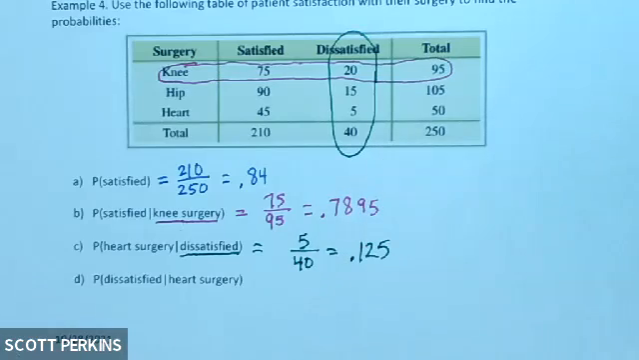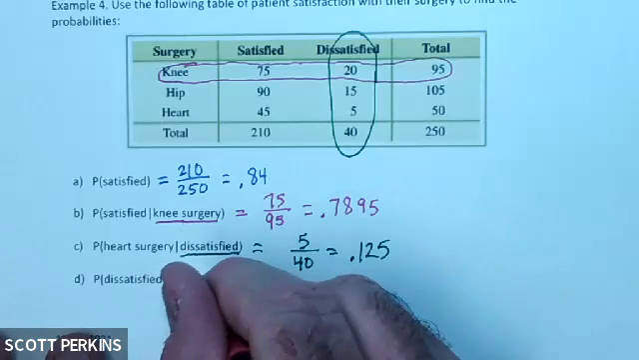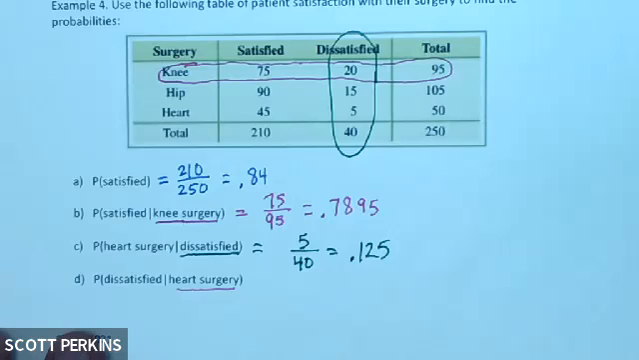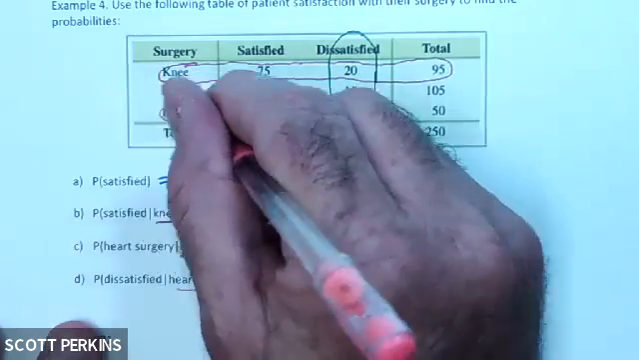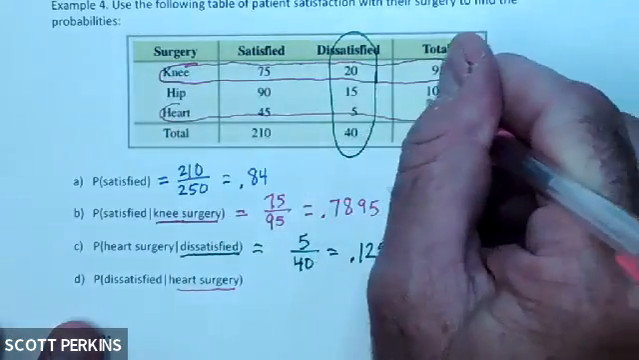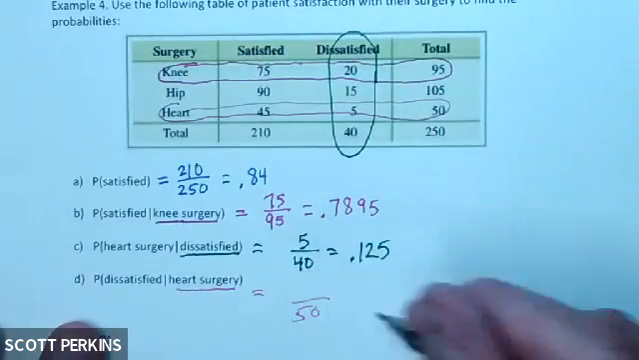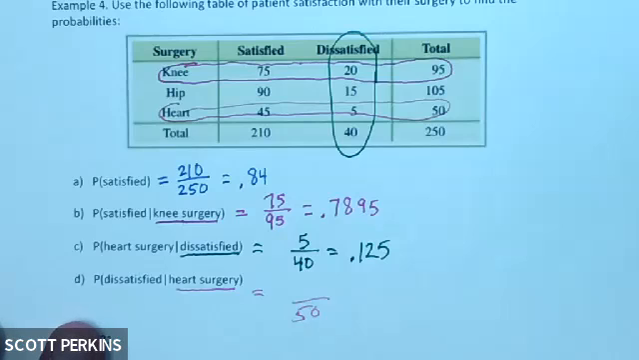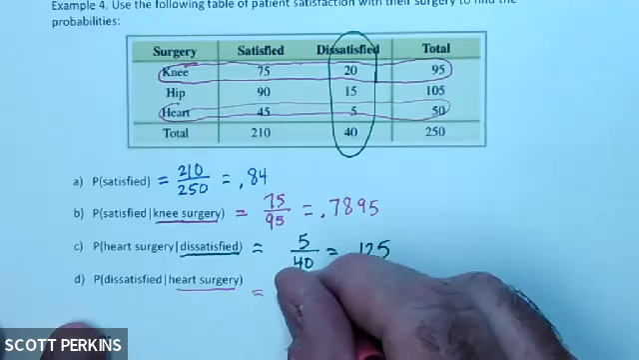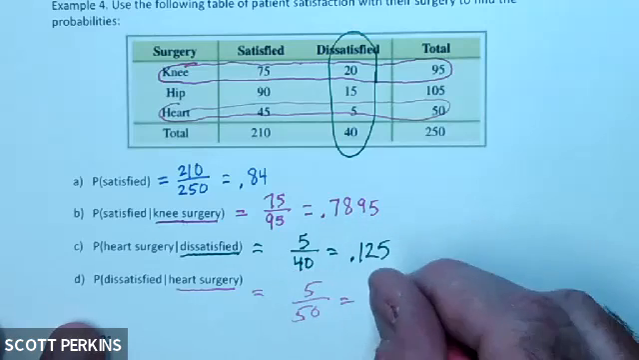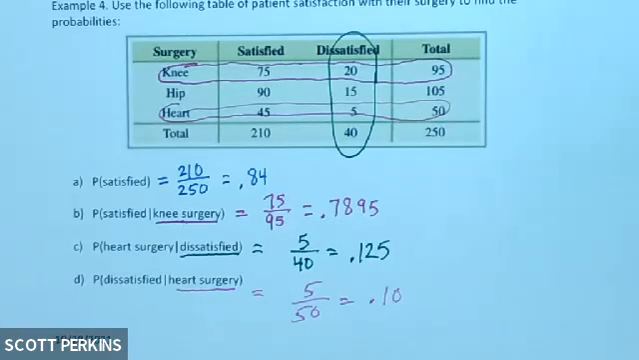Fantastic. And then last but not least, what's the probability they were dissatisfied given that they had heart surgery? So what's my total number of outcomes this time? Yes, that's the 50. Here's my heart people right here. These 50, I'm circling them. So the 50 people that had heart surgery, out of those, how many were dissatisfied? 5. So 5 out of 50 is 0.10, and that is reading my table for conditional probability.